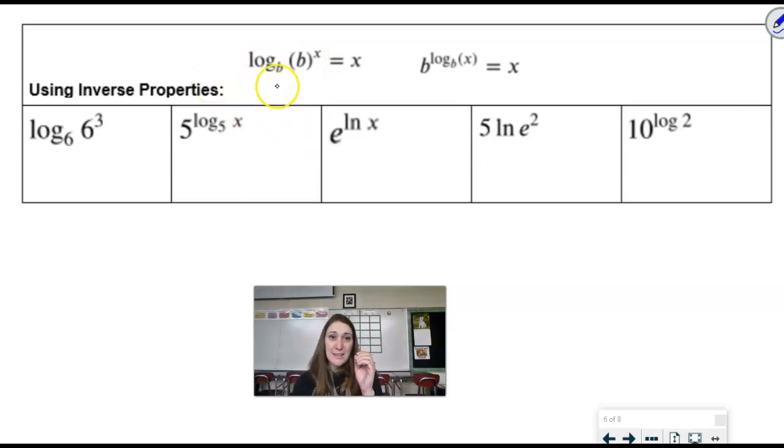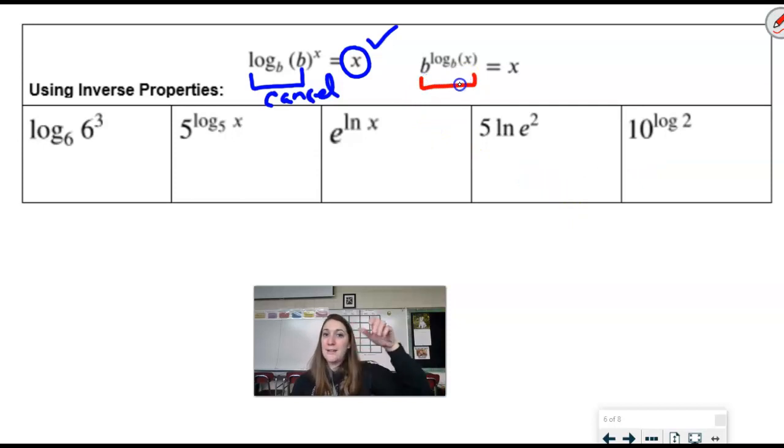These just end up canceling each other out. As long as the bases match, they will cancel each other out, and then the x just drops down and ends up being an x. Simple as that. On the flip side, if you have an exponential that has a logarithm in its exponent, so they're embedded in each other again, these will cancel out, and the x just drops down, and your answer ends up being an x. This seems complicated, but it's really nice.